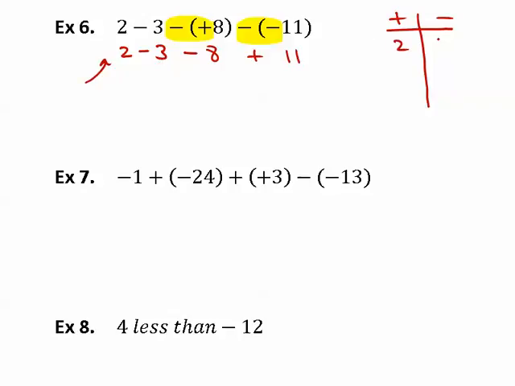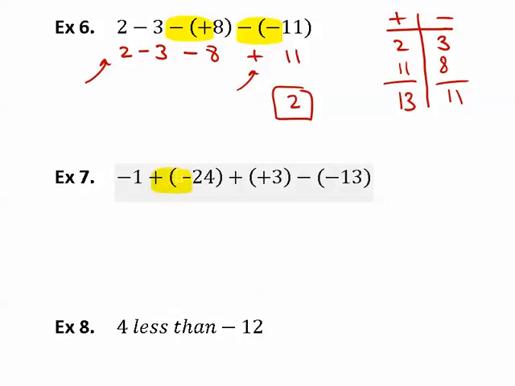The 3 has a minus. Put that in the minus column. The 8 has a minus in the minus column. And then the 11 has a plus. That goes over here. So on the plus side, we have a total of 13. On the negative side, we have 11. So what's the result of 13 good with 11 bad? We have $13. We're spending 11. We have $2 left over. So the result of this expression simplifies to positive 2.